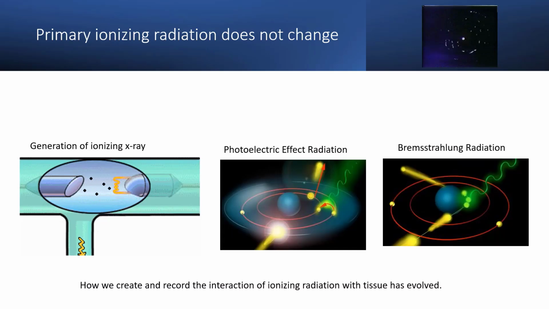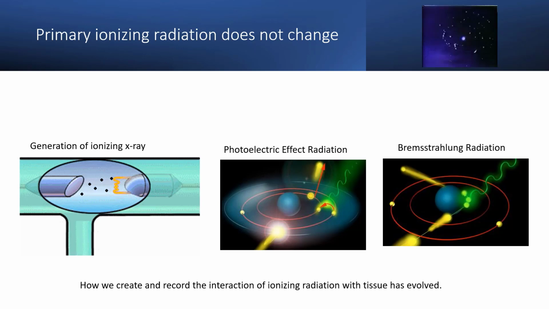Here we see the generation of ionizing radiation for X-ray. We have two primary types of interactions that are happening during the ionization of the atoms. One is called the photoelectric effect and the other Bremsstrahlung. We all learn this in our basic courses in radiography.